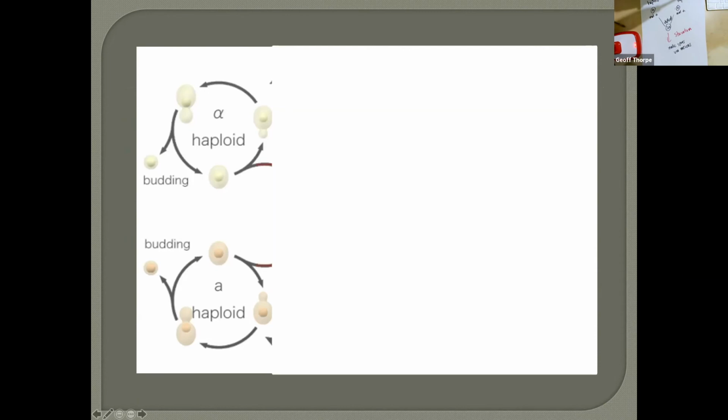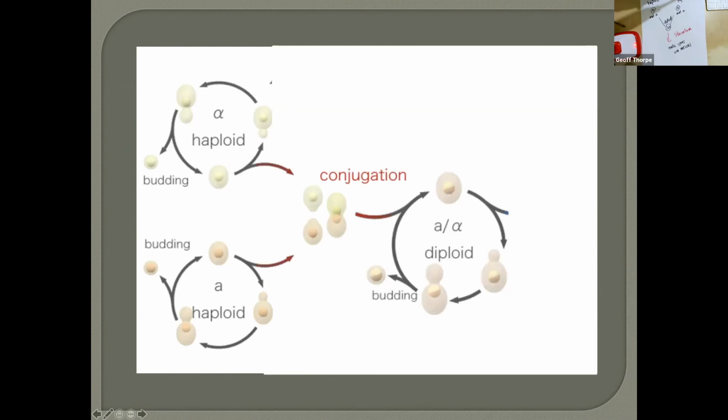So we've got our mat alpha mating type. It's just reproducing by budding. Everything's fine. Our mat A, it's just reproducing by budding. Everything's fine. If they come together, we don't need to worry about the conjugation part. But if they come together, they can form a diploid. But again, if conditions are good, the diploid can just keep reproducing via budding.